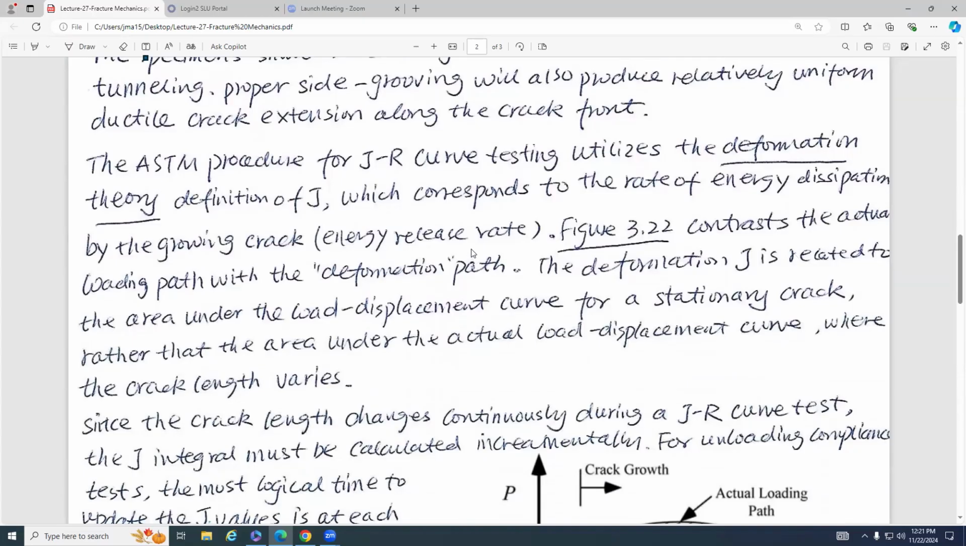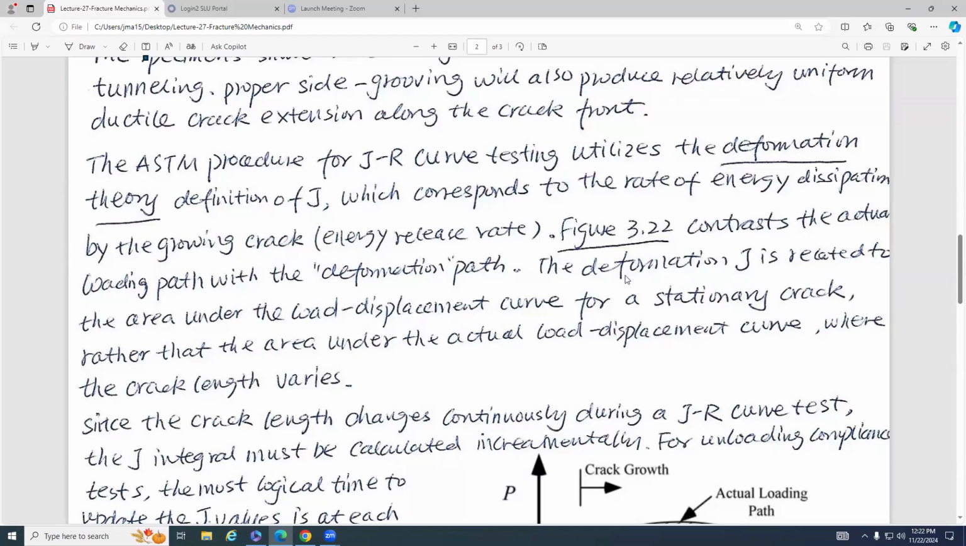So you can see this is lecture 27. The ASTM procedure for JR curve testing utilizes the deformation theory definition of J, which corresponds to the rate of energy dissipation by a growing crack. And this is the energy release rate.